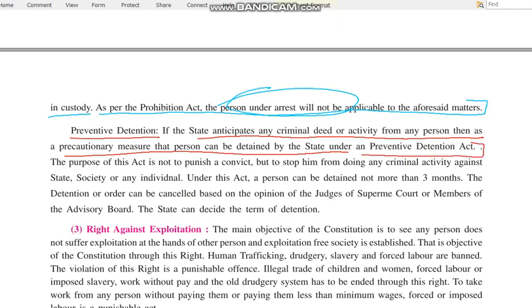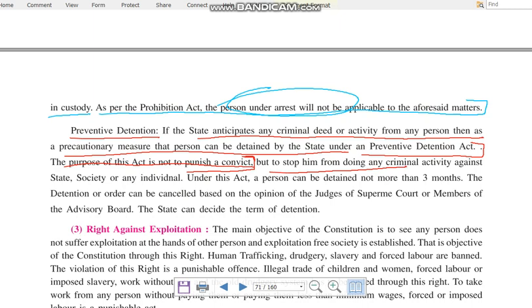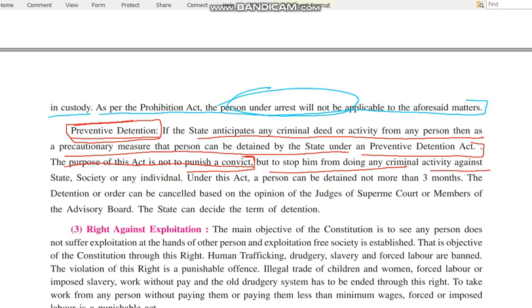Now if the government feels that this person can be dangerous for security, then the main purpose of preventive detention is to see that the person doesn't get involved in such kind of activity. The purpose of this act is not to punish a convict. It is not to punish, but to stop him from doing that activity. So that is the main thing. Why is he detained, or why is he kept in custody? So that he doesn't do that particular activity.